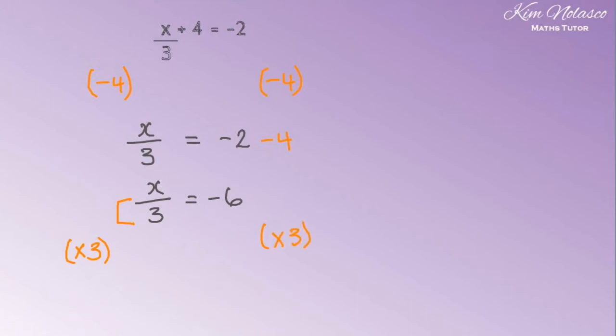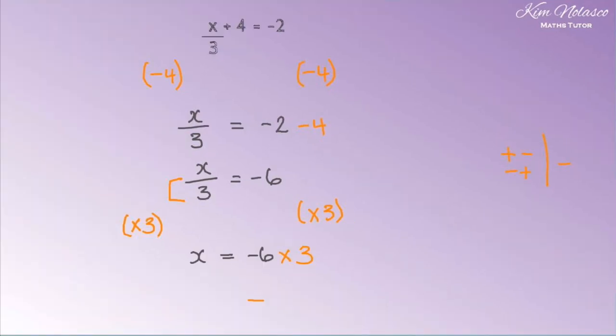And when you multiply it by 3, we have x, because 3 divided by 3 is 1, so we get 1x equals, and we've got minus 6 or negative 6 times by 3. And if you remember from the previous example, when we have a positive and a negative, our answer is going to be negative. So we know that our answer is going to be a negative number, and then we just do 6 times 3, which is 18. So I know that x is going to be equal to negative 18.